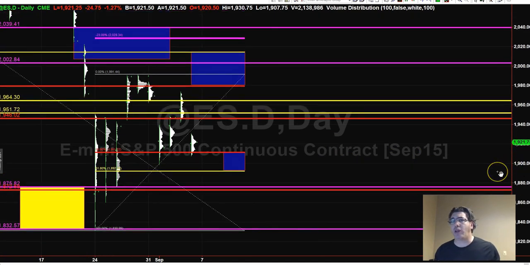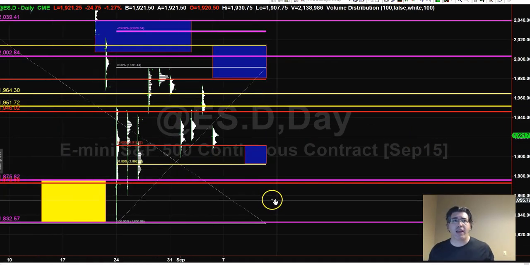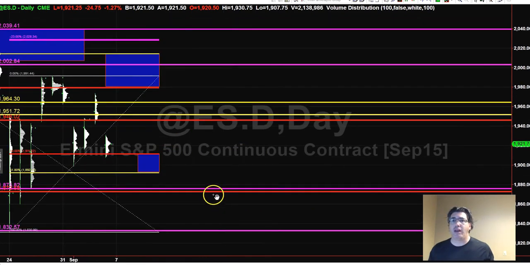It still doesn't mean that I will get the trade, but it means at least I will know where to look and what to expect from that. So if we look from where we closed, the first thing I want to know is this open gap sitting at 1872. Is that reachable?